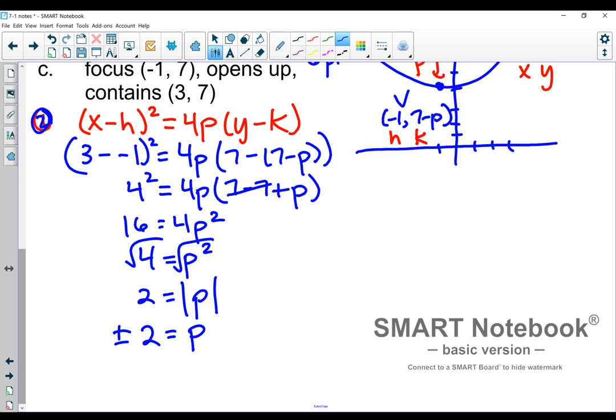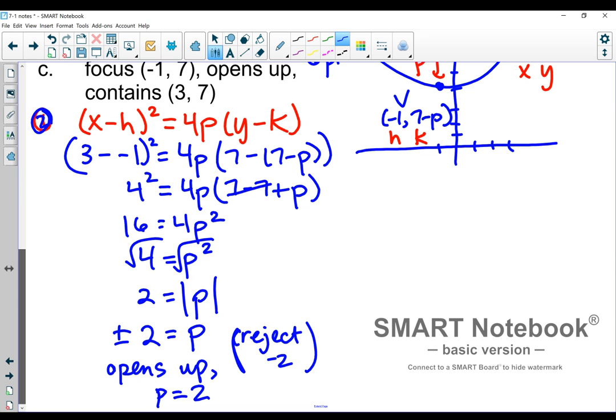And then because we're opening up, we're going to use the positive value. So since it opens up, p will equal 2. We're going to actually reject -2, because again, our graph is opening up. So if our graph opened down, we would accept the negative value. We would reject the positive one.